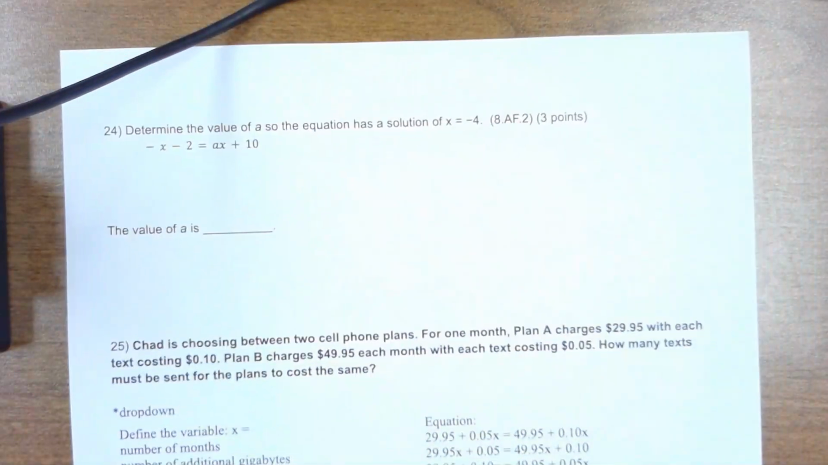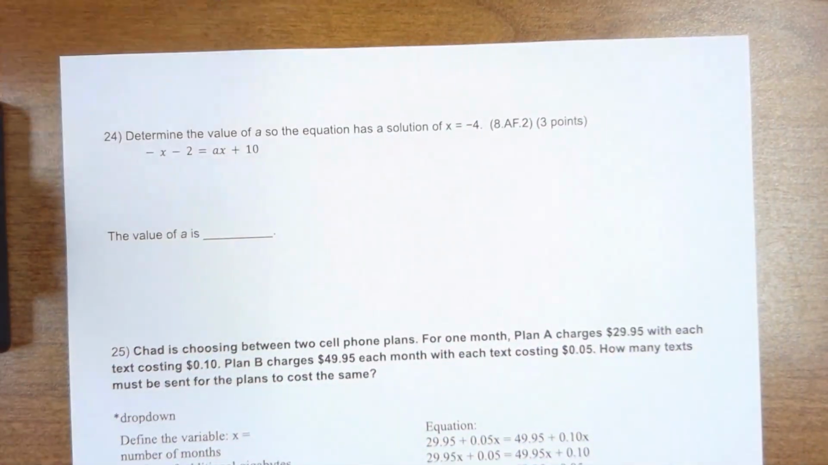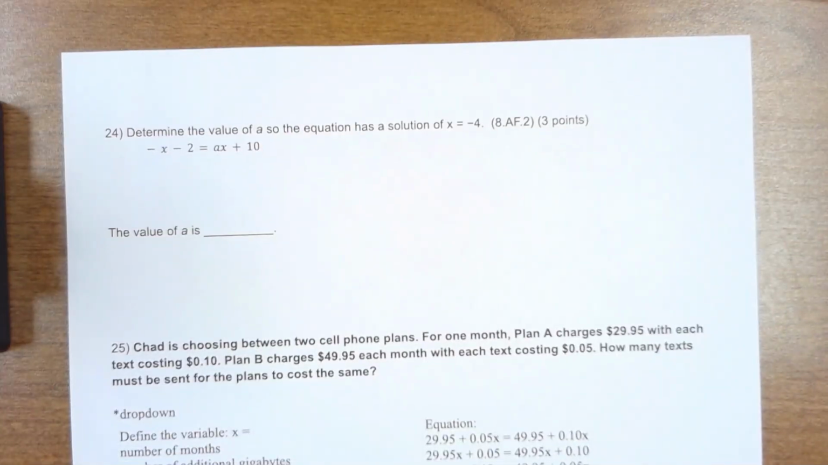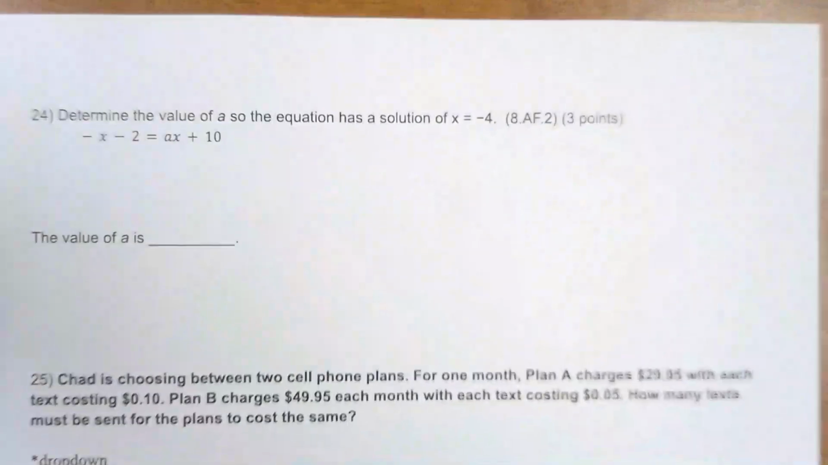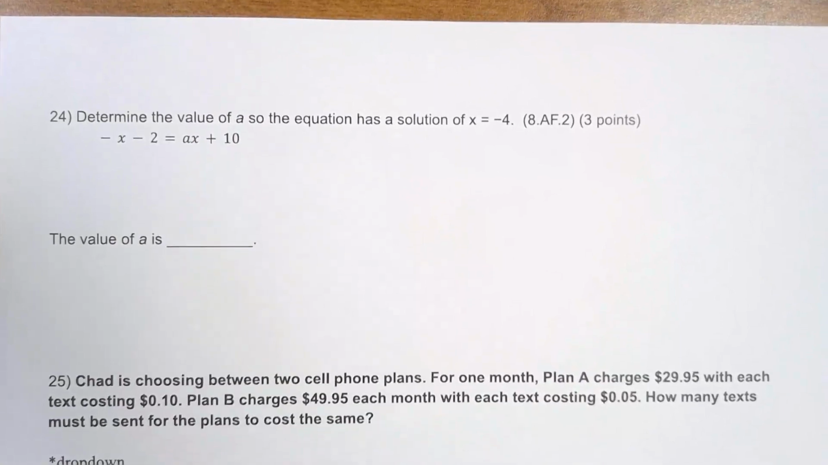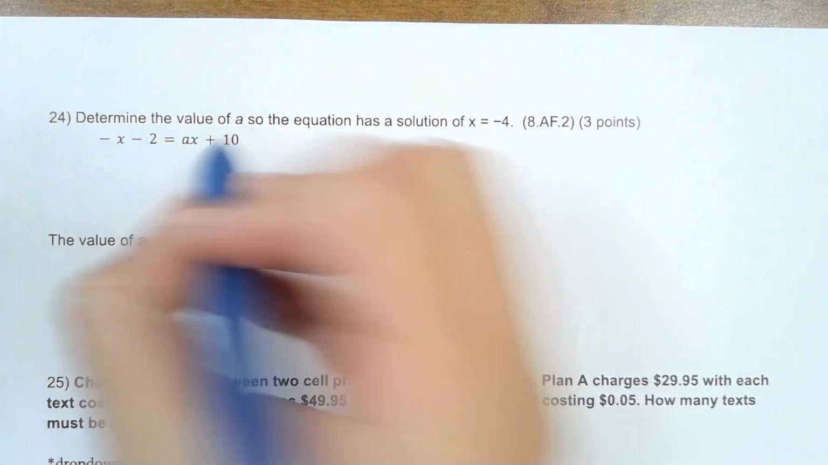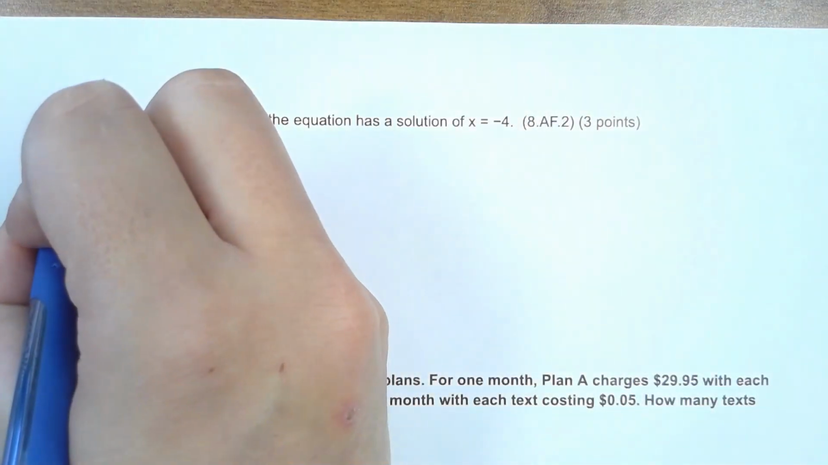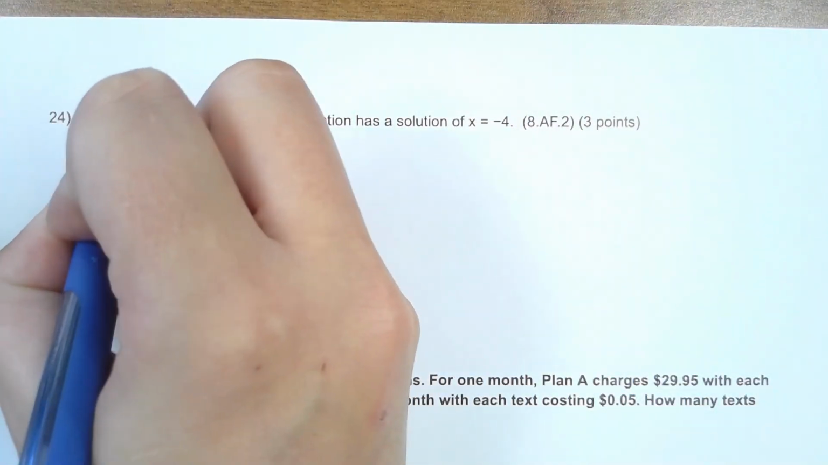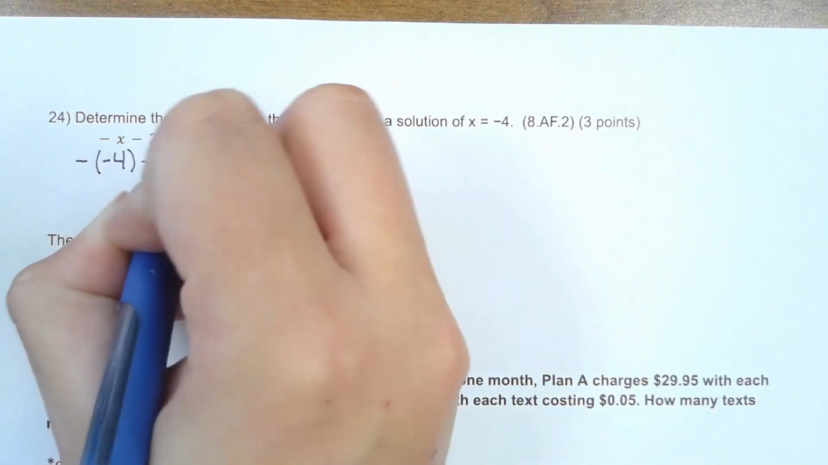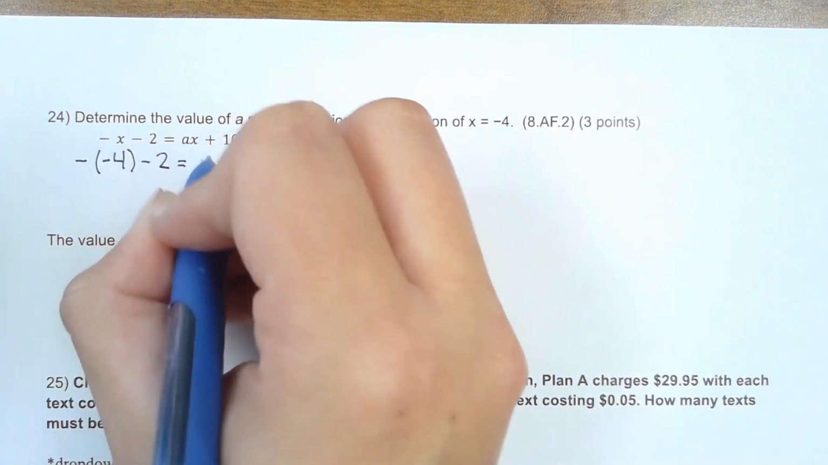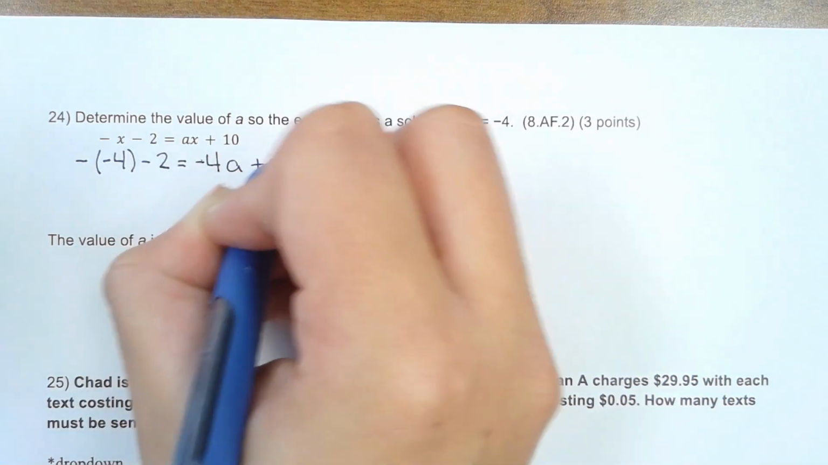All right, next one, determine the value of a so that the equation has a solution of x equals -4. So if we tell you guys that x equals -4, all that you guys need to do is plug in -4 into all of the x's. So this would be a negative times a -4 minus 2 equals, this would be a -4a plus 10.